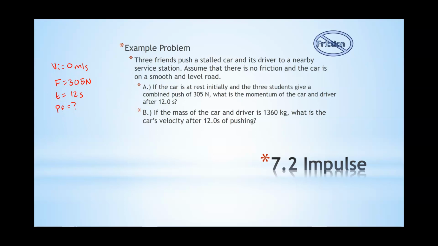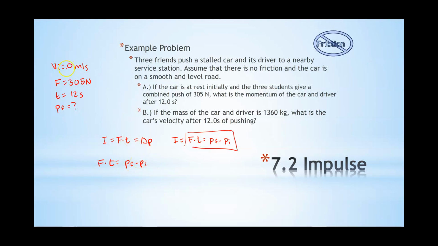All right. So we know that impulse is equal to a change in momentum. So the force times time, or our impulse, is equal to a change in momentum: F times t is equal to p_f minus p_i. So we're going to be focusing on this section of this equation. We're looking for the final momentum. We have the force, we have the time. We don't have the initial momentum.